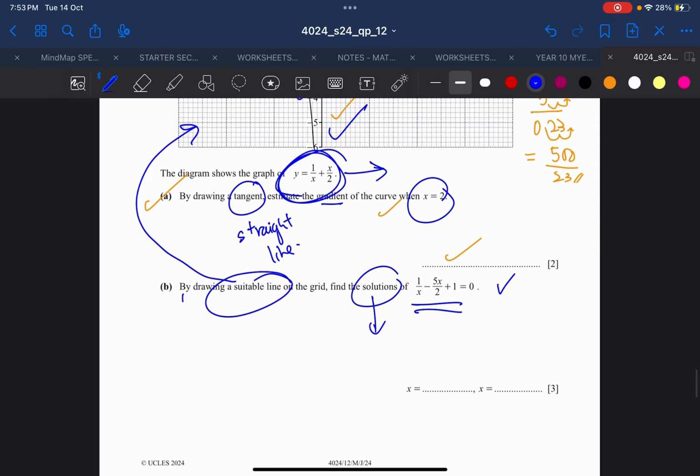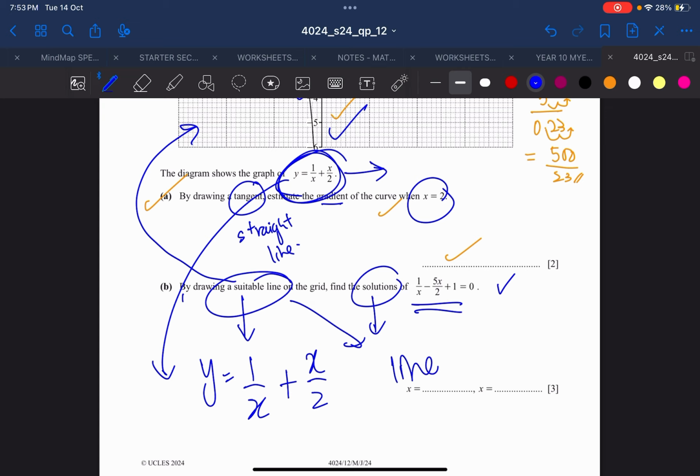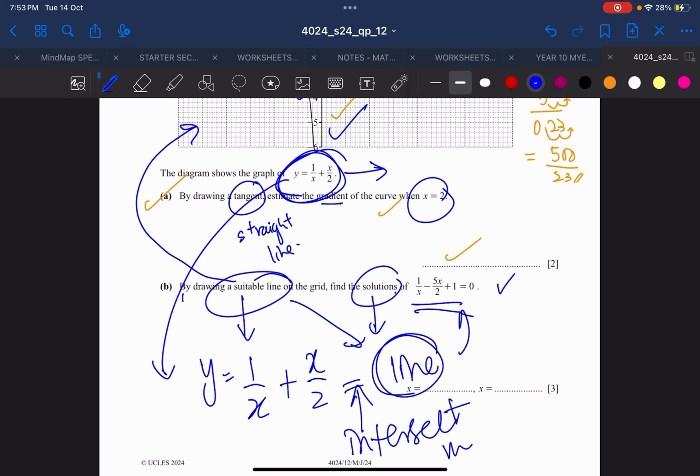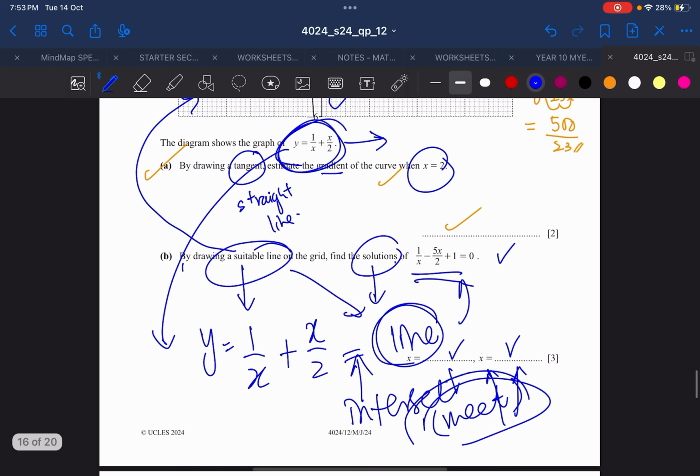So when it tells us to find this with this, what it means is that with the original formula or equation of the curve, together with this suitable line, we have to find the solution. In other words, we have to find where they intersect, where they meet. Okay? And then we just have to read our value for x where they meet. That's basically the idea.